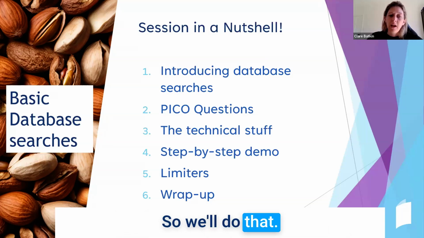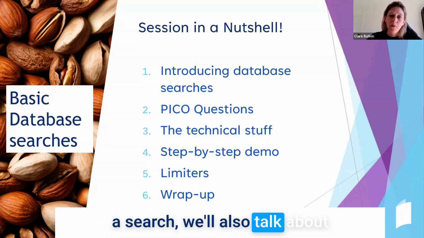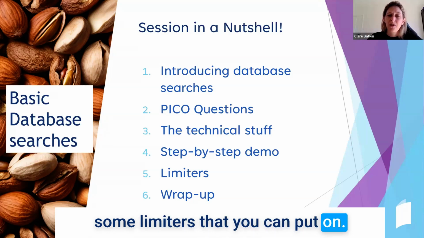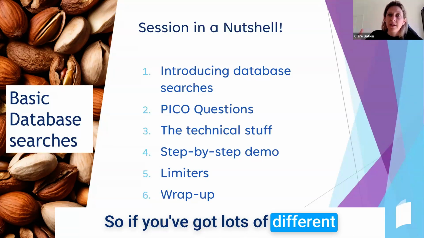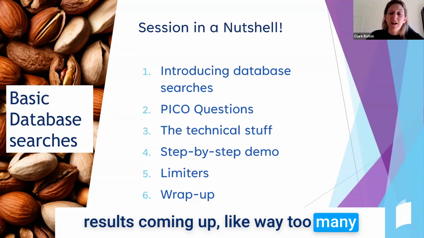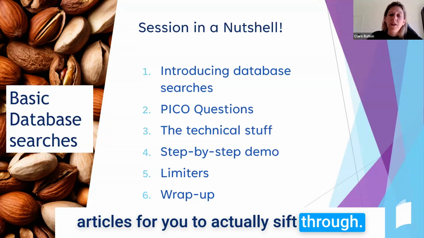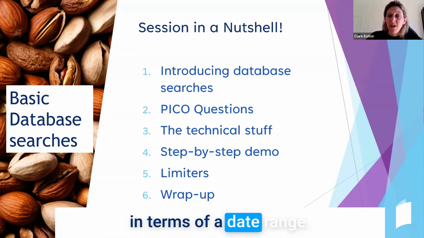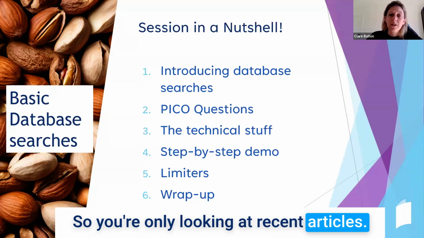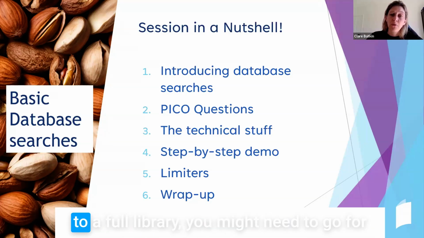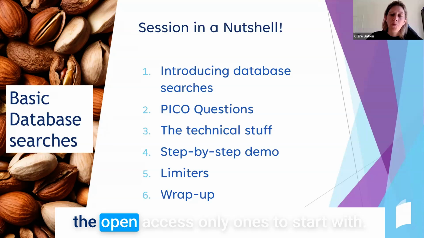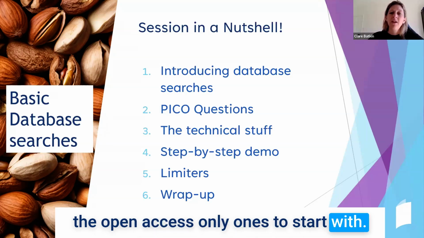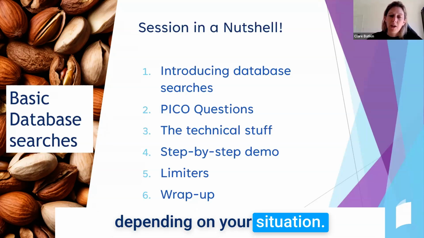So we'll do that. Once we come up with a bit of a search, we'll also talk about some limiters that you can put on. So if you've got lots of different results coming up, like way too many articles for you to actually sift through, then you can add some limiters in terms of a date range. So you're only looking at recent articles. Might be, if you don't have access to a full library, you might need to go for the open access only ones to start with, all those sorts of things depending on your situation.